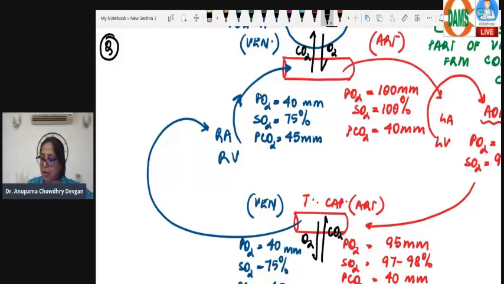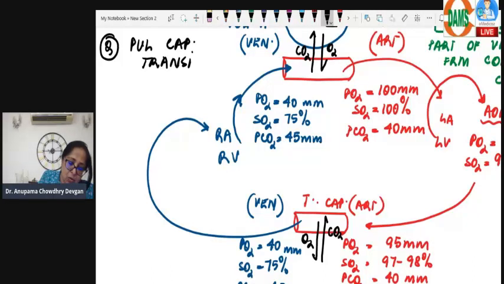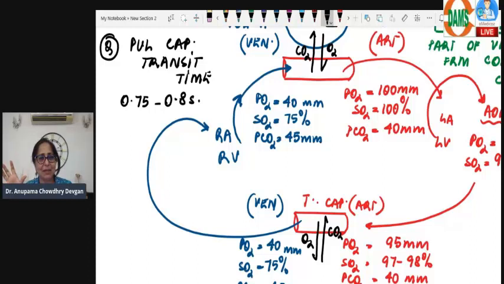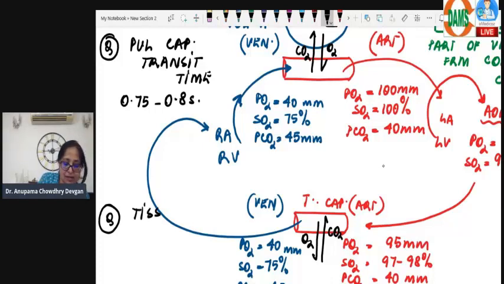Now, two important questions. The first one is, what is the pulmonary capillary transit time? Pulmonary capillary transit time is 0.75 to 0.8 seconds. What is transit time? Transit time means how long the blood stays in the pulmonary capillary. The blood stays only 0.75 to 0.8 seconds. That means the time available for exchange in the pulmonary capillary is less than 1 second.